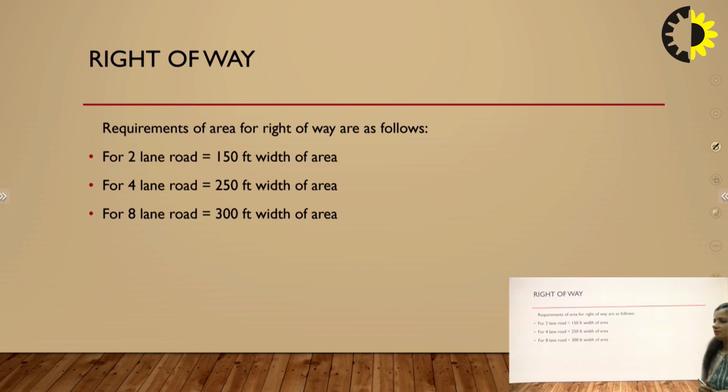Okay, this is some data related to right of way. The requirement of area for right of way is as follows. For a two lane road, it must be 150 feet width of area. For 4 lane, usually 250 feet width of area, and for 8 lane road, this must be 300 feet width of area. Okay, these are some given data for your ready reference.